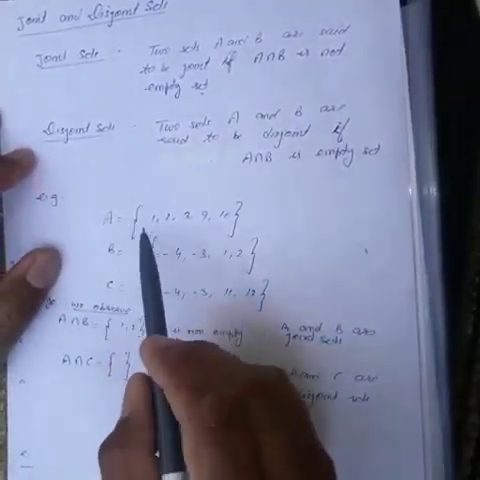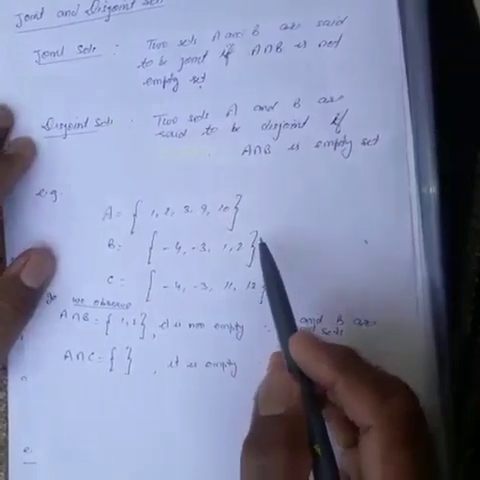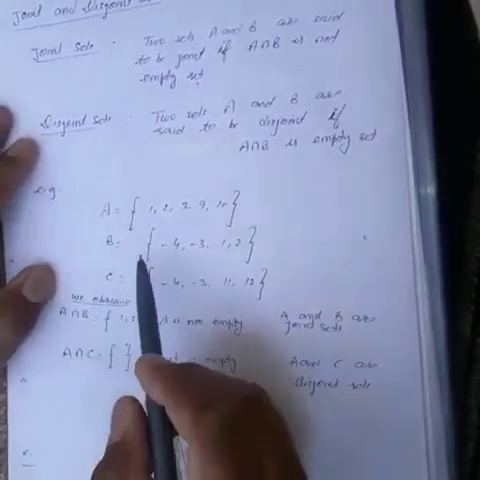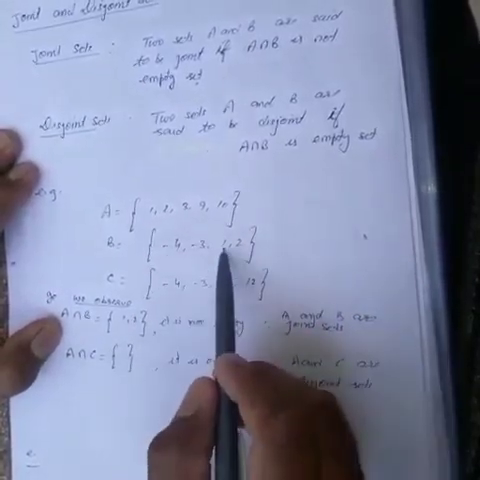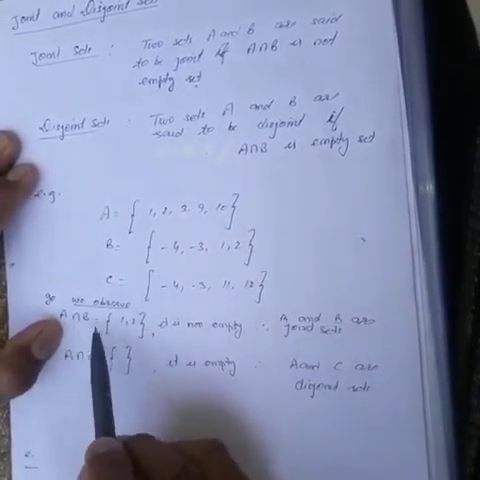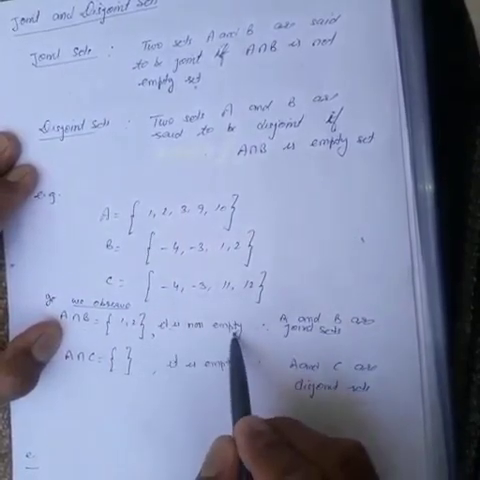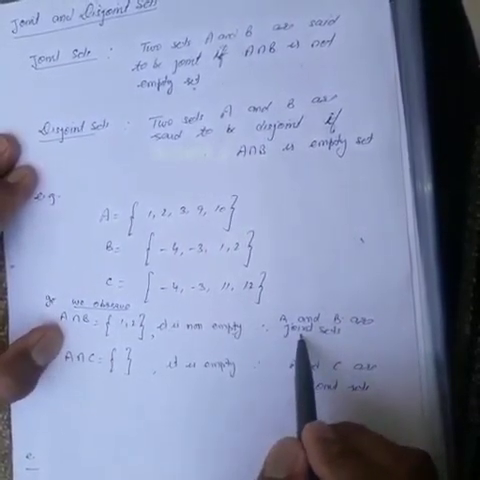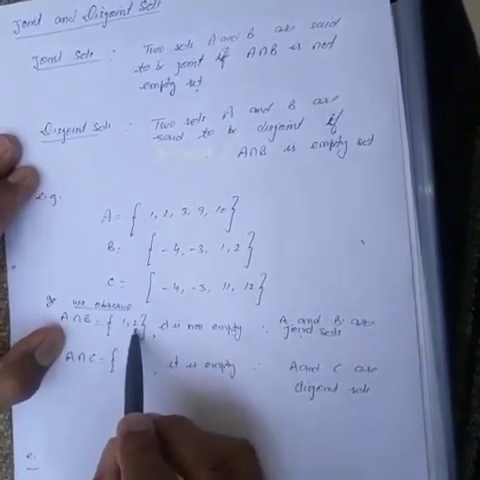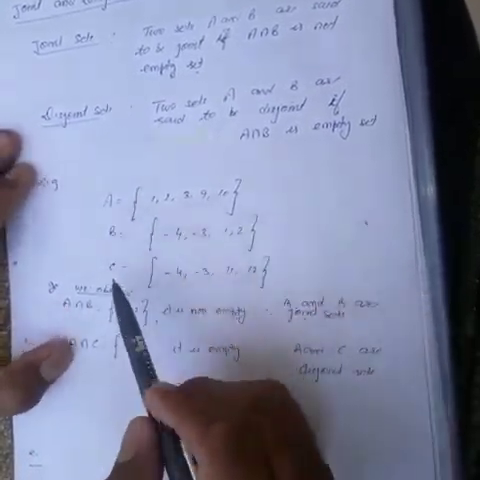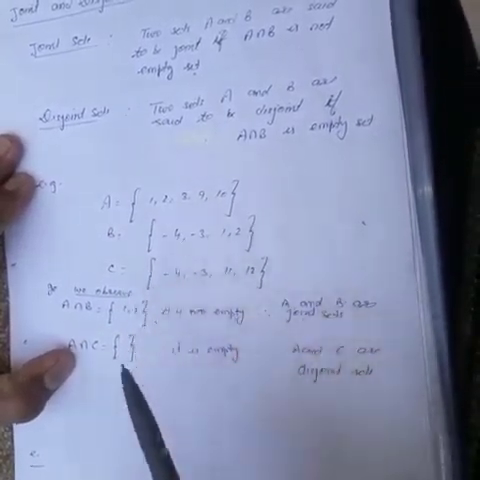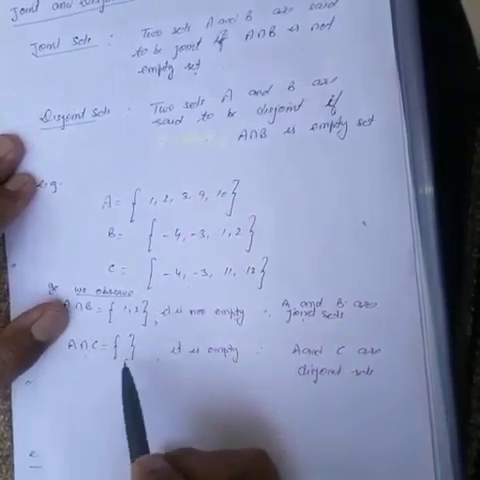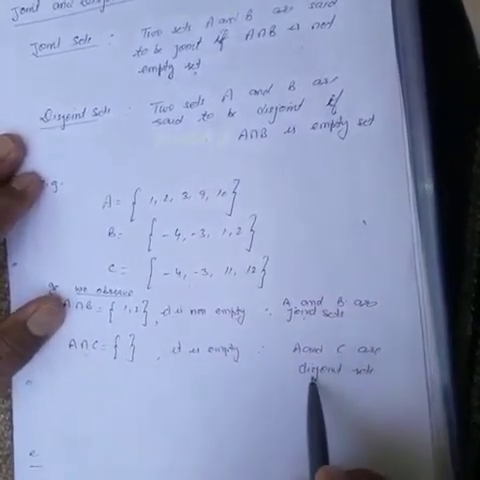To understand this, consider examples again. Let set A contain some elements, and B and C also contain some elements. Now try to find A intersection B. In A intersection B, there are two elements common. It means A intersection B is non-empty. So therefore A and B are joint sets because we have some common elements. On the other hand, when you find A intersection C, there is no element common in A and C. So A intersection C is empty. Therefore these sets are disjoint sets.